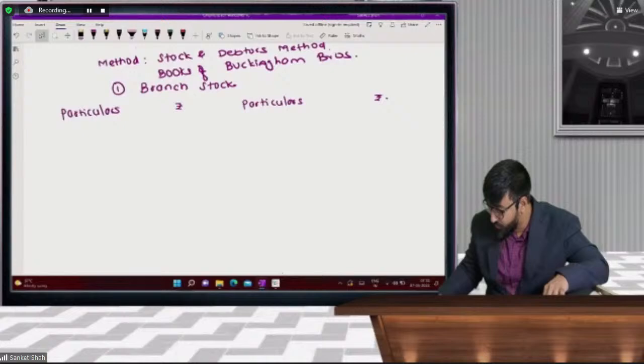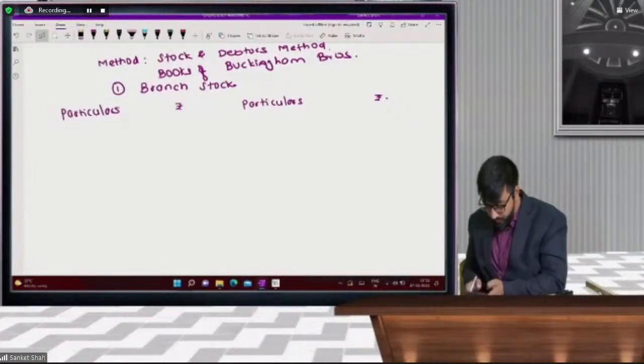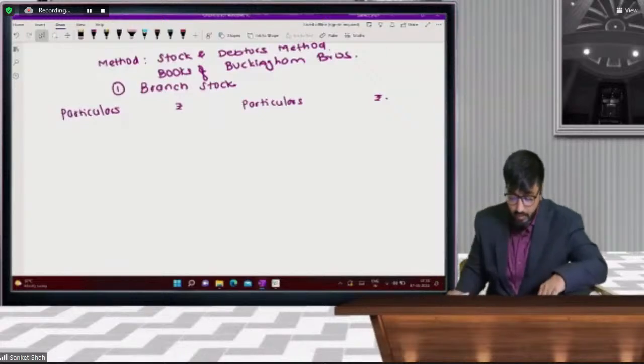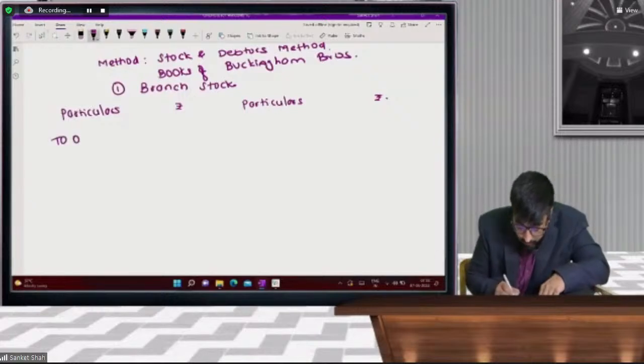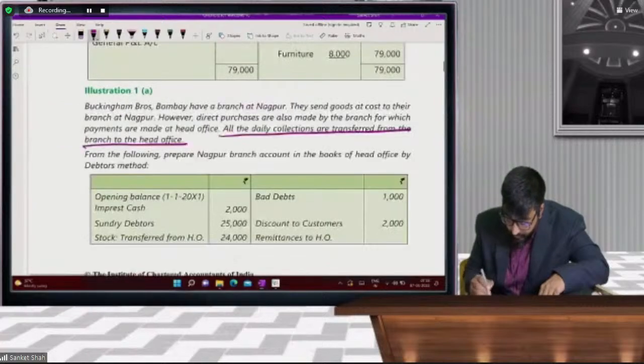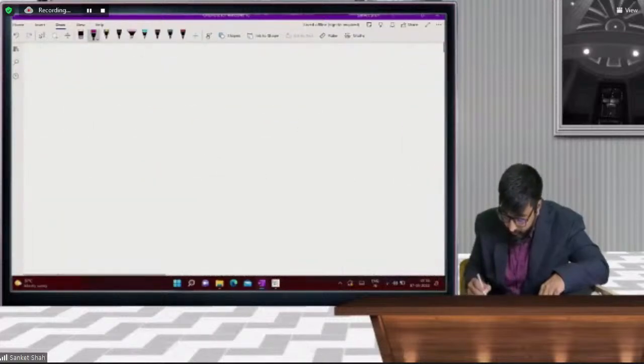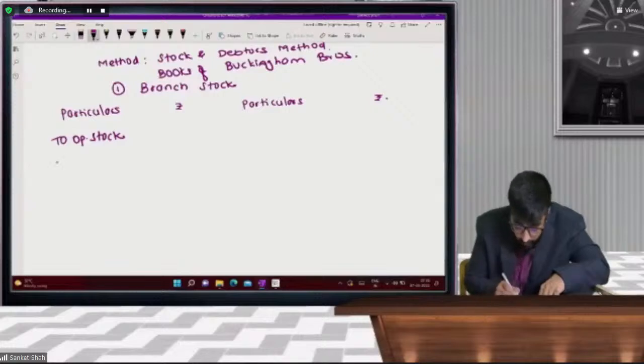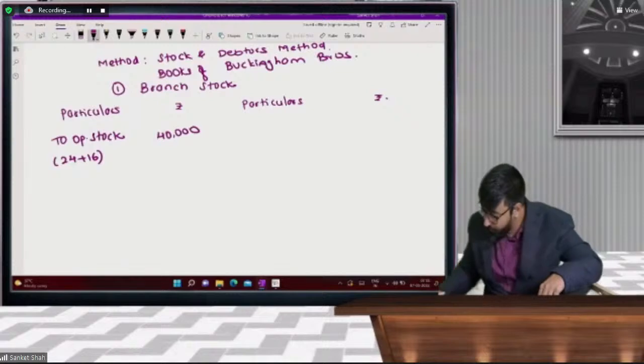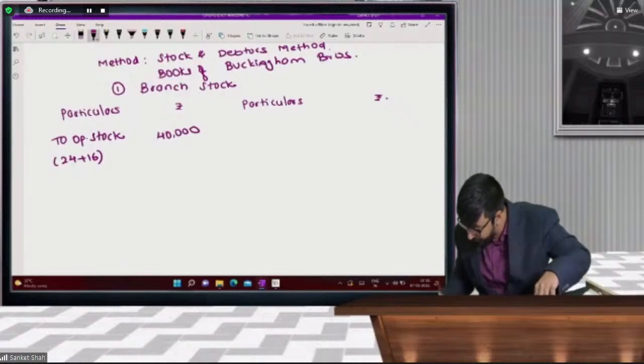Yes. Now let's move to our part. Branch stock account. So, branch stock account, to opening stock. First you have to write opening balances. Opening balances 24,000 plus I think 16,000, 40,000. We have 2 types of stock. 24 plus 60.